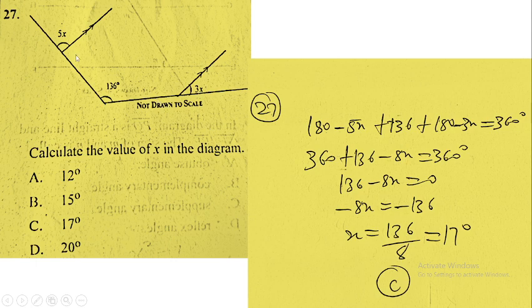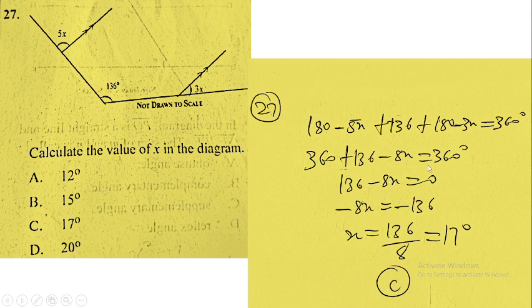So that means you have 180 minus 5x plus 136 plus 180 minus 3x equals 360 degrees. From there you can collect like terms: 180 plus 180 will give us 360, then plus 136 minus 5x minus 3x will give us minus 8x, equals 360. Then 360 can cancel 360 here, because when I take like terms, this one comes here, that means I will have 360 minus 360, that will give us 0. So we have 136 minus 8x equal to 0.